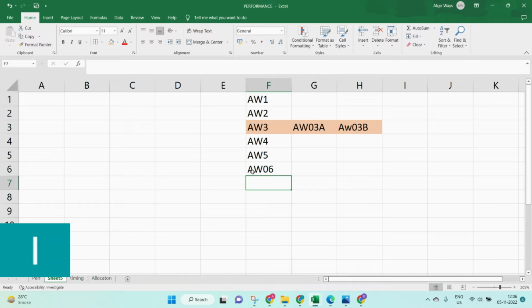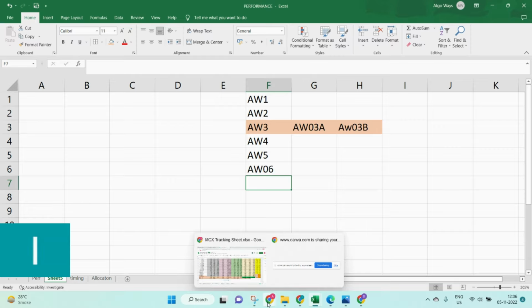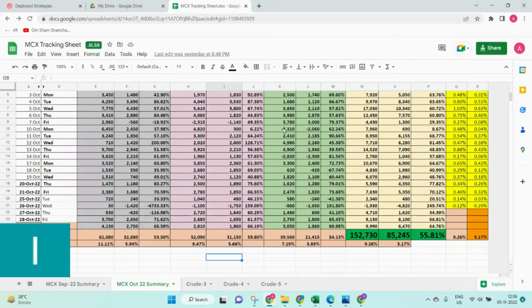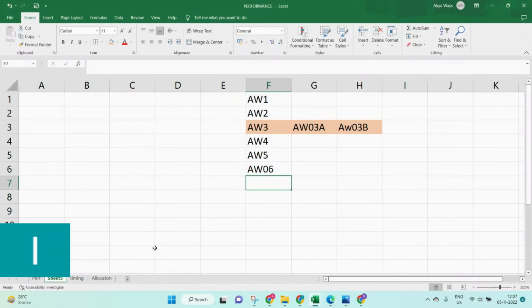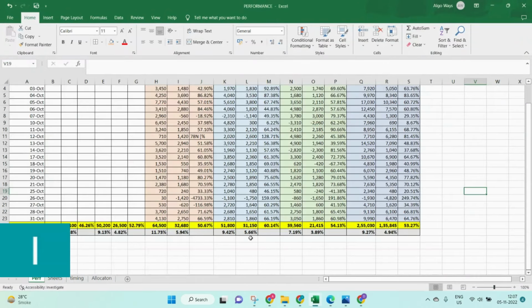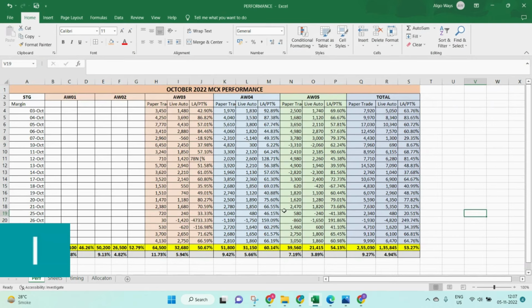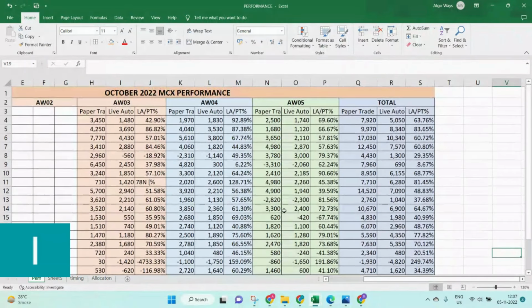So let us move on to the performance, how each of the strategies has performed. I have put all the data in a Google Sheet as well, and I have shared the link. This is the Google Sheet, and the link is available in the Telegram channel, and I will also share it in this video's description. I have populated the same thing here in the independent Excel sheet. I hope it is visible.